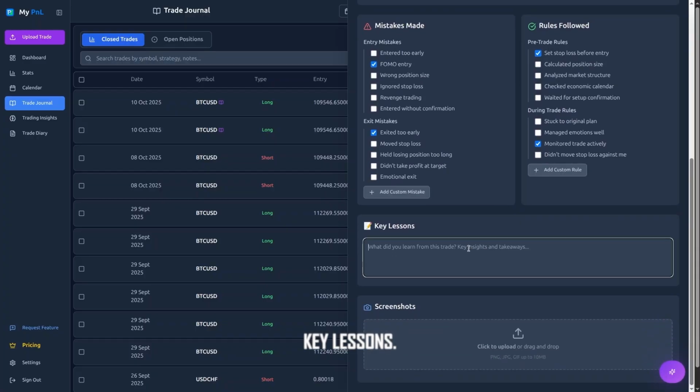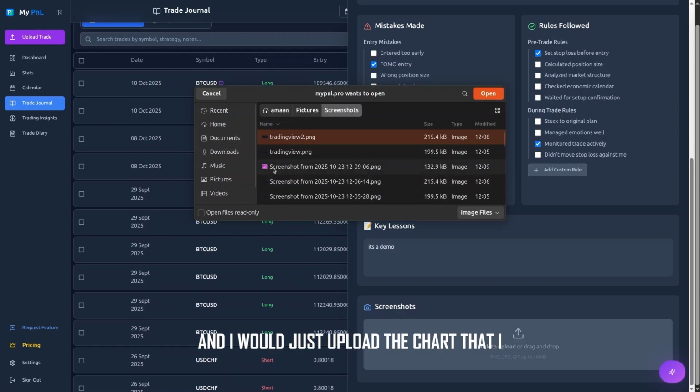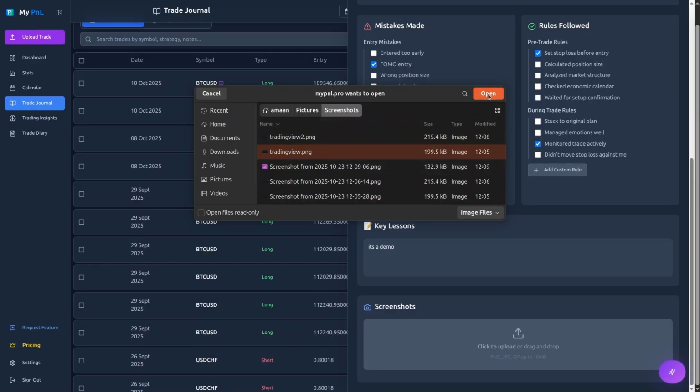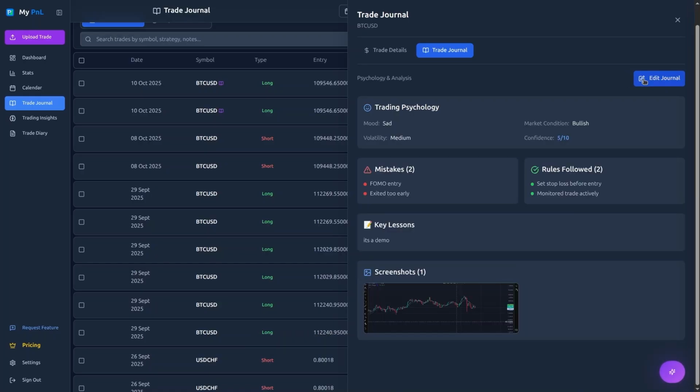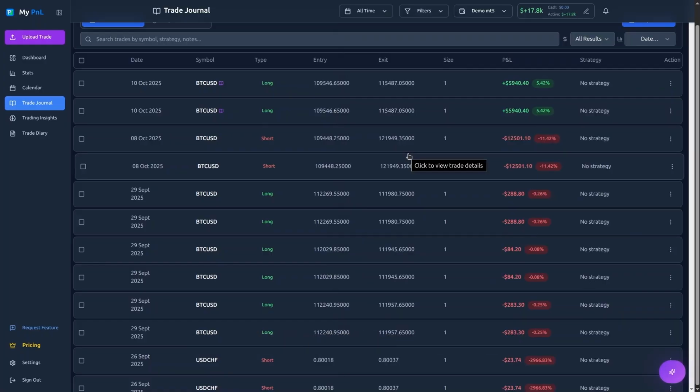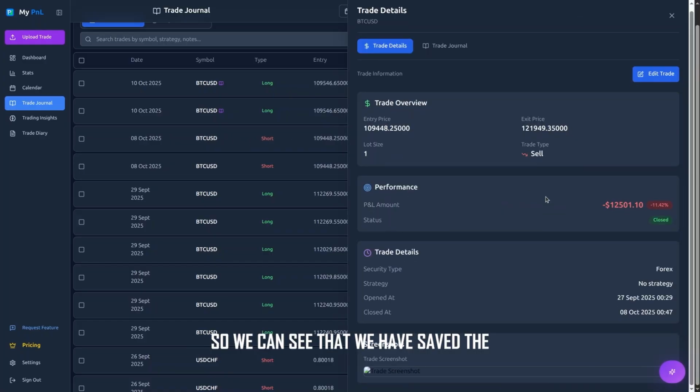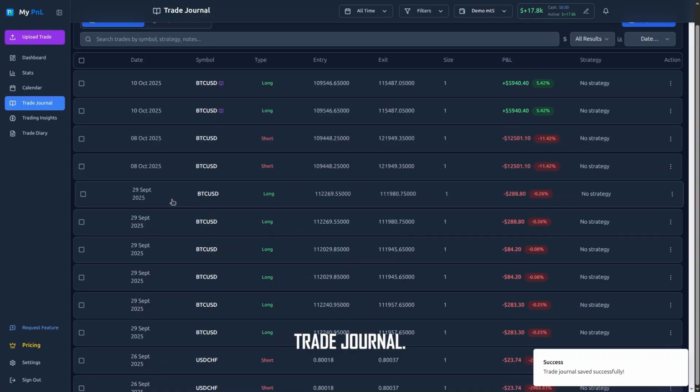Okay, key lessons. Let's just say it's a demo, so it's a demo, and I would just upload the chart that I have and then save the journal. Here it is saved, it's that simple, and we can just cut it. So we can see that we have saved the trade journal. We can see the pop out here.